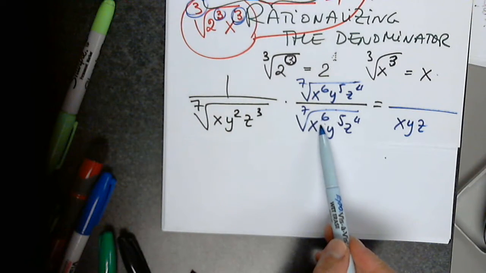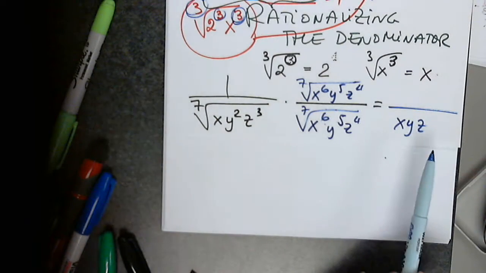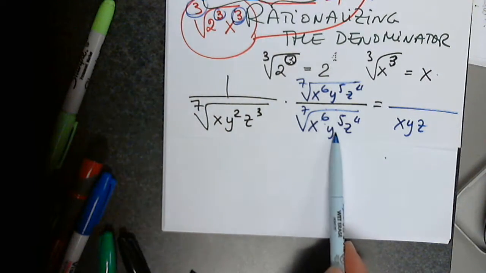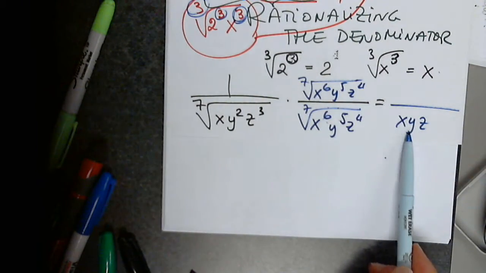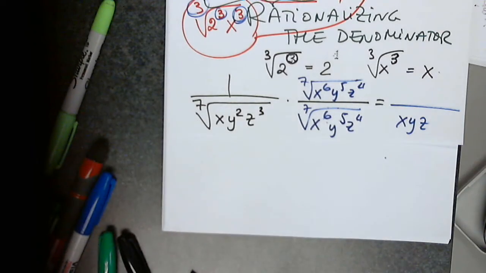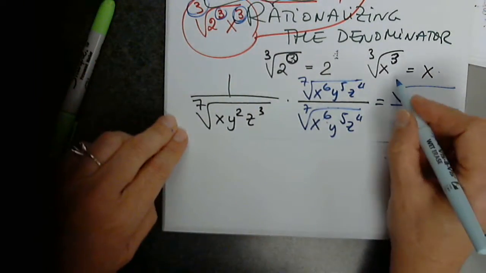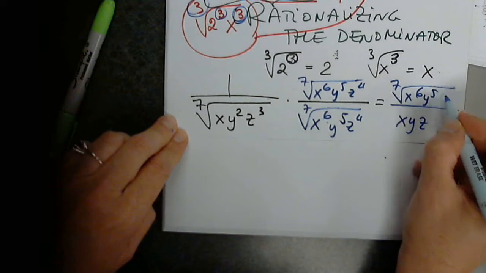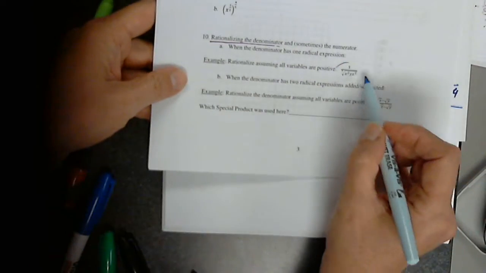X times x to the 6 is x to the 7th. The 7th root of x to the 7th is x. Y squared times y to the 5th is y to the 7th. The 7th root of y to the 7th is y. Z to the 3rd times z to the 4th, the 7th root is z. And of course, the numerator is just what I see here. Good? Any questions? Okay, I'd like to look at this one.